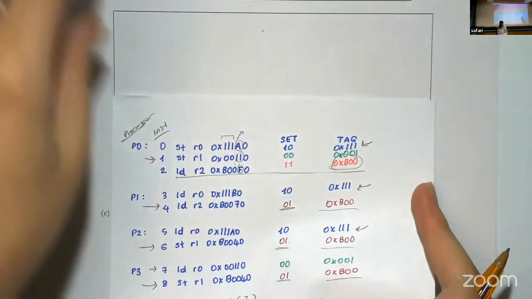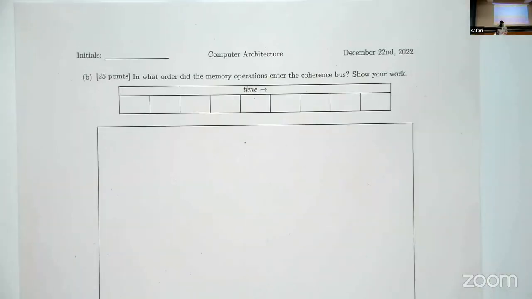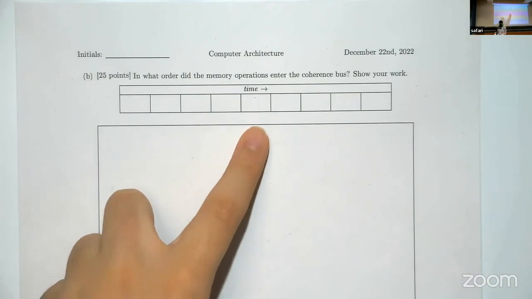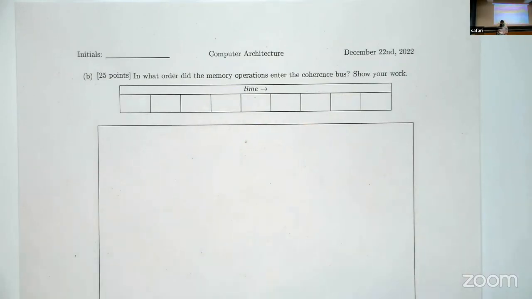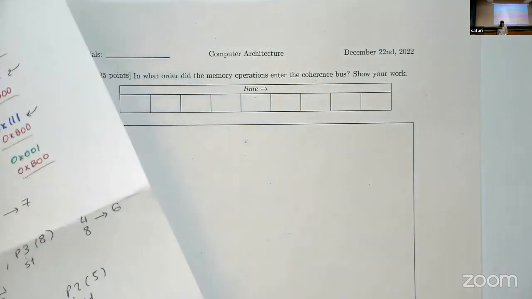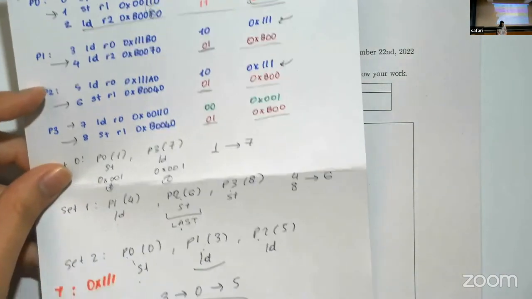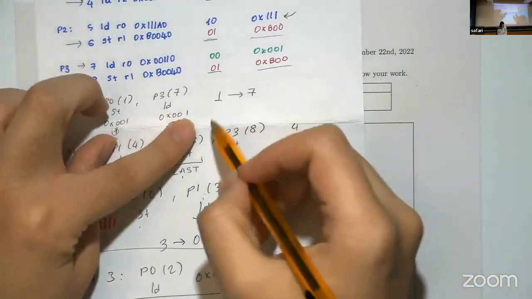And for the next one, the question asks, in what order did the memory operations enter the coherence bus? Show your work. So as you can imagine, there are different correct answers for that. What is important in this question is that we remember it should be sequentially consistent, so we should not reorder instructions from the same processor. But we basically created this order between different instructions from different processors, right?